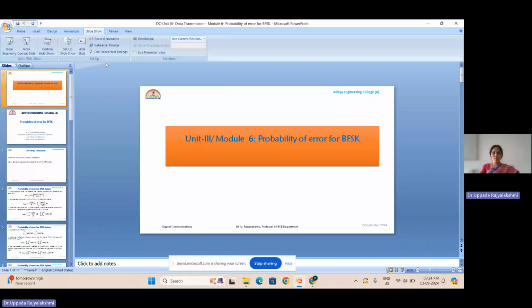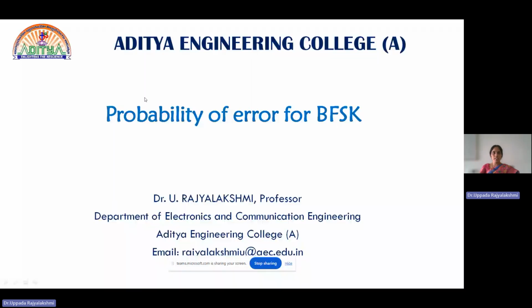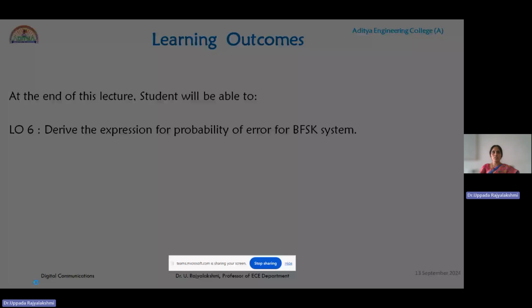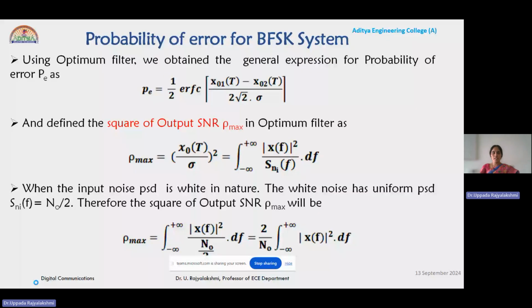Hello everyone. In this module, we will discuss the probability of error for binary FSK system. In the last module, we calculated the probability of error for BASK and BPSK. Now, before proceeding, let us consider the probability of error for the optimum filter. We already calculated this in the previous module.